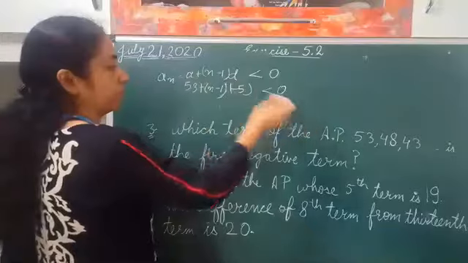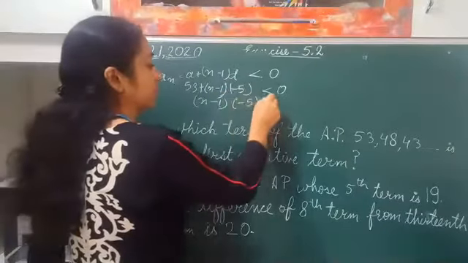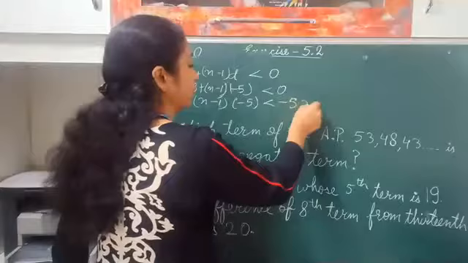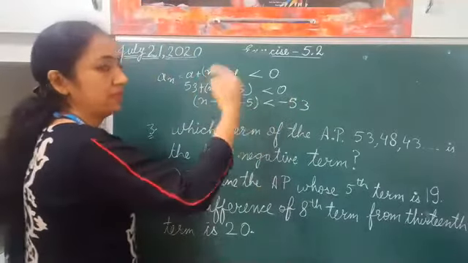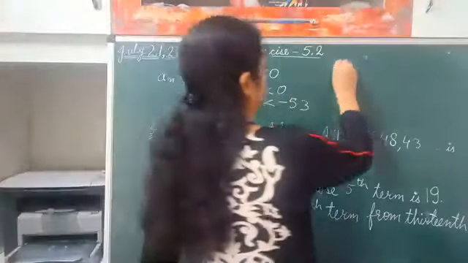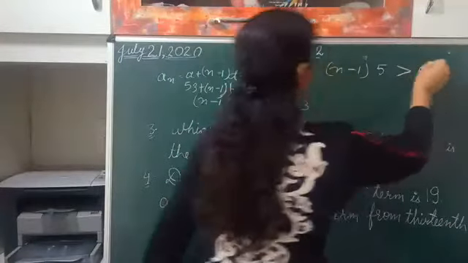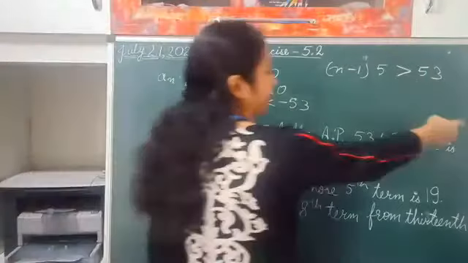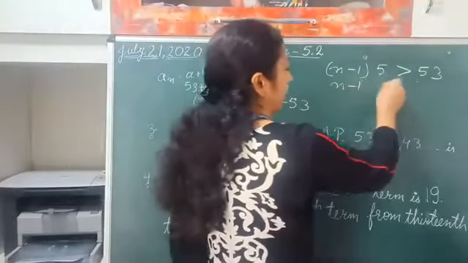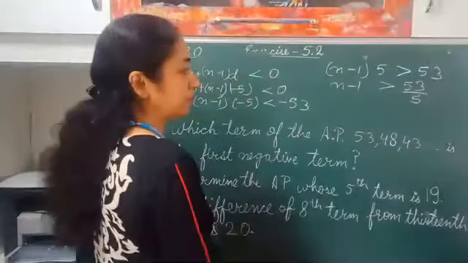Shift this 53 to the other side. You will get n minus 1 into minus 5 less than minus 53. And then we will cancel minus with minus and this sign will be changed to the opposite. N minus 1 into 5 will be greater than 53. The sign I have changed, and this 5 will go to the other side. So n minus 1 is greater than 53 upon 5, right?